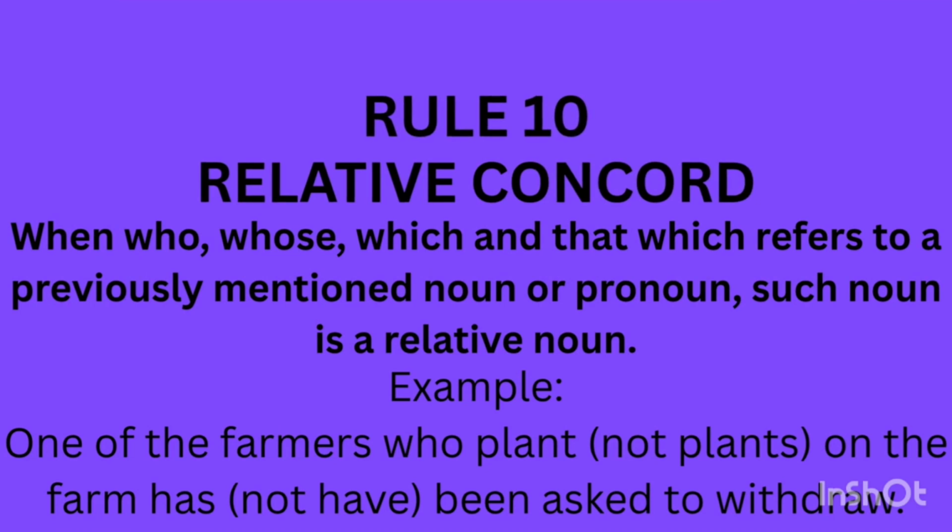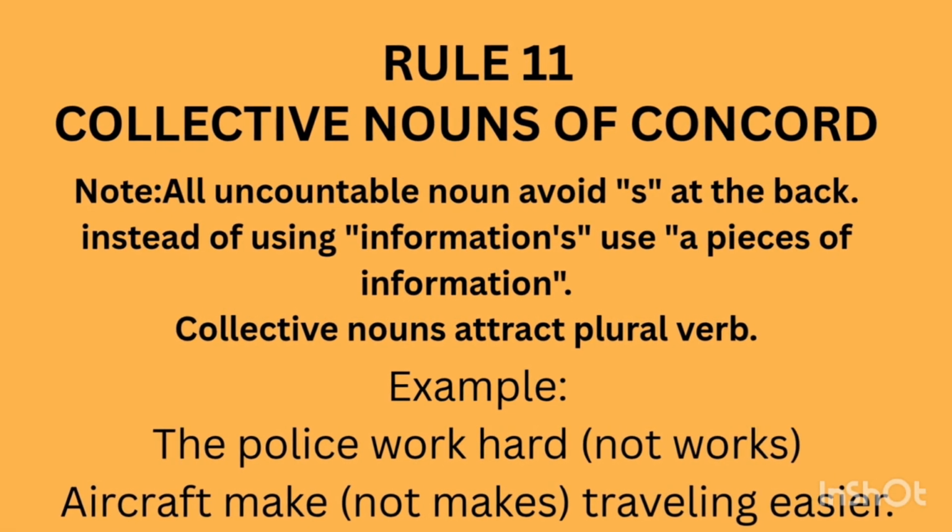Relative concord. When who, whose, which, and that refer to a previously mentioned noun or pronoun, such noun is a relative noun. Example, one of the farmers who plant, not plants, on the farm has, as you can see.